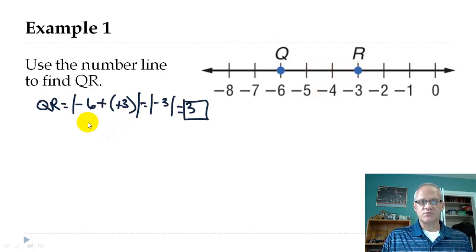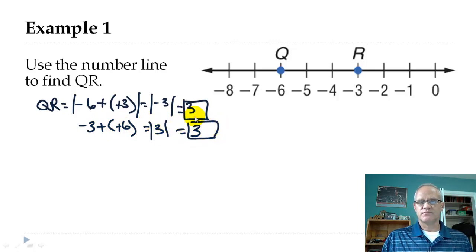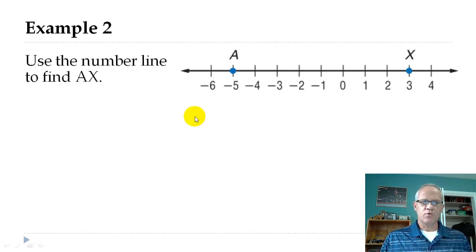If you did it the opposite way, the same thing would happen. -3 minus a -6 is plus a positive. So -3 plus 6 is +3. When you take the absolute value, you also get 3. Okay, easy. All right, one more.